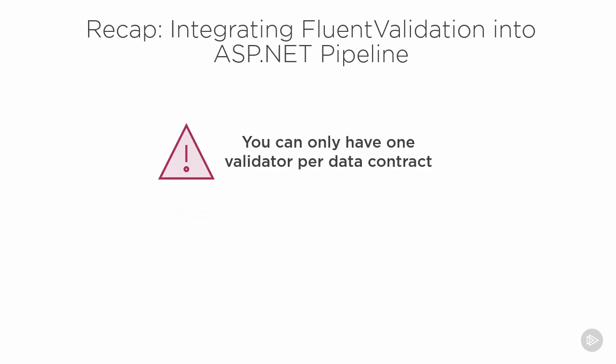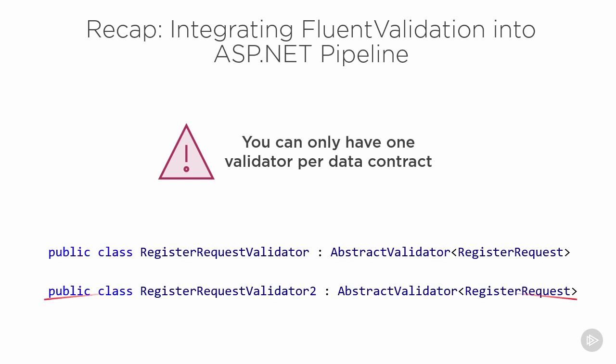Note that if you are using the default ASP.NET dependency injection container, you can only have one validator per data contract class. So you cannot create two validator classes for the same data contract, which you shouldn't do anyway. It's just something to be aware of.